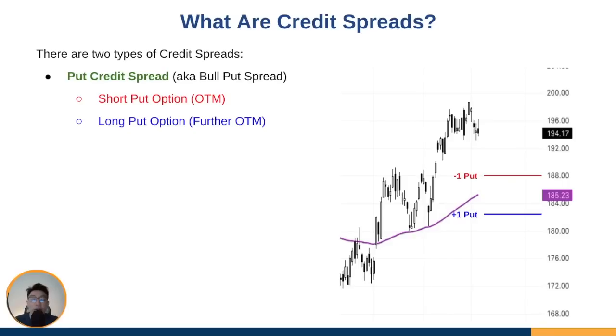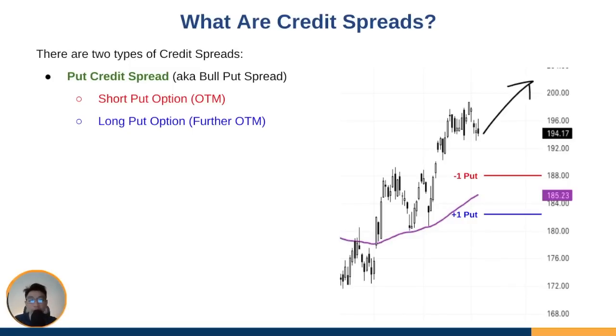Now next, there are two types of credit spreads. Credit spreads come in two flavors, as though it's like ice cream or something like that. You have the bullish flavor, and that is the put credit spread, also known as the bull put spread. You want to choose the put credit spread if you are bullish on the market. If you think the market is going to go up, then this is where you want to put on a put credit spread.